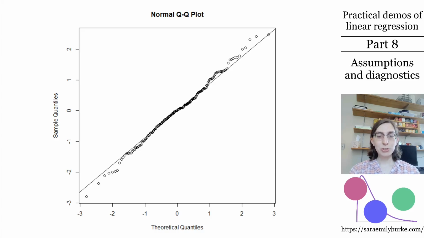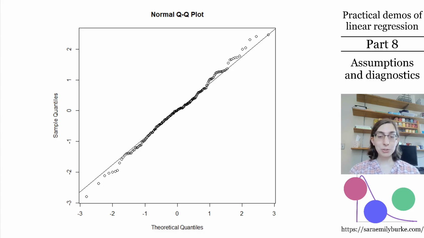If your negative residuals are more extreme than would be expected from a normal distribution, then the points will veer below the line drawn on the QQ plot on the lower left. If your negative residuals are less extreme than would be expected from a normal distribution, then the points will veer above the line drawn on the QQ plot on the lower left.